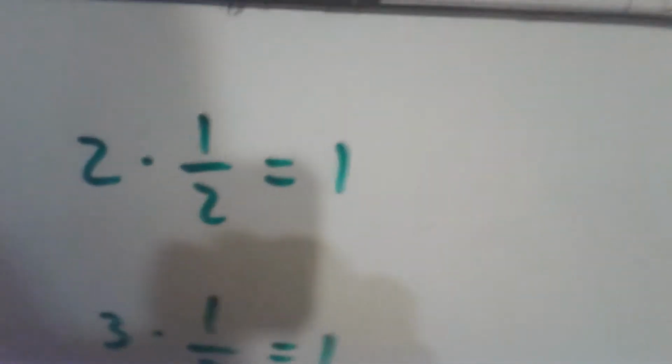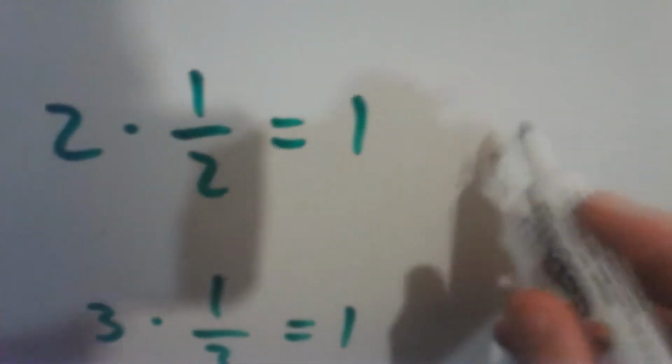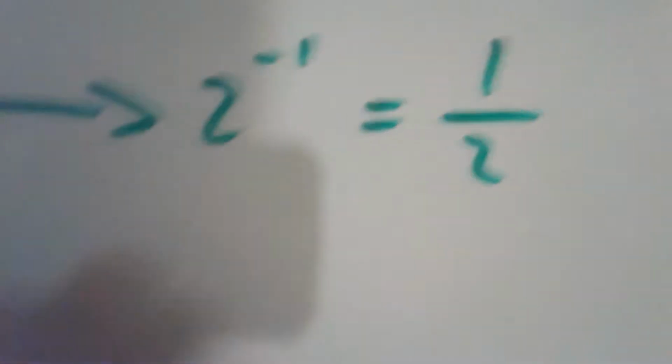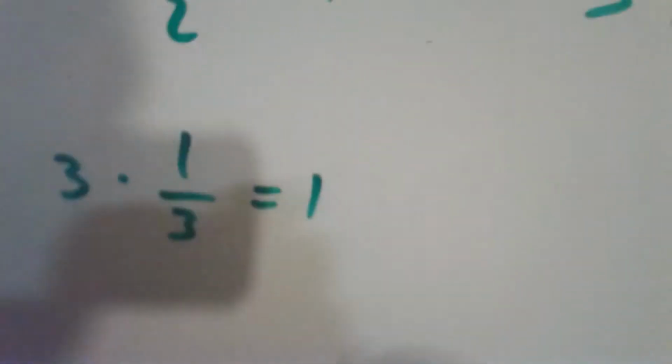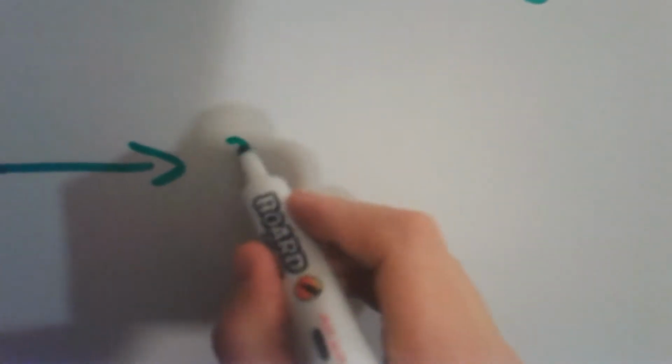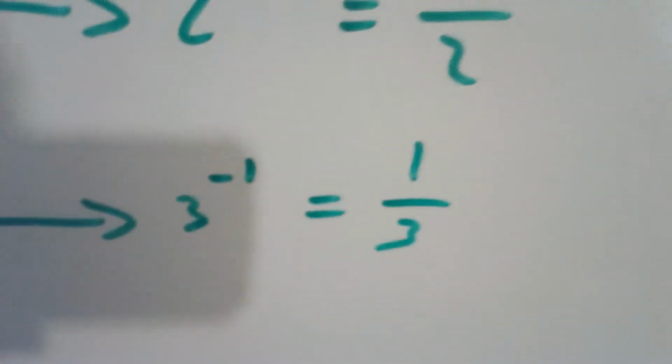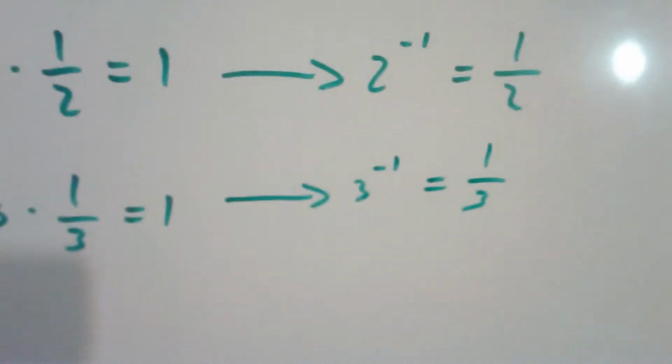Now, we can write the inverse of 2 like this: 2 to the power of minus 1, which is a half. We can write the inverse of 3 like this: 3 to the power of minus 1, which is a third. Okay?